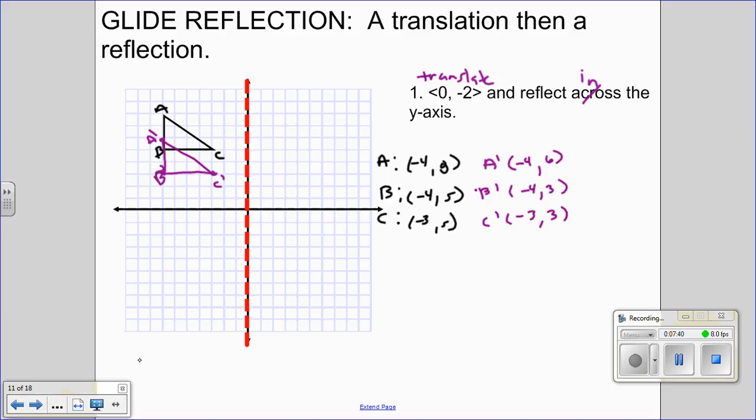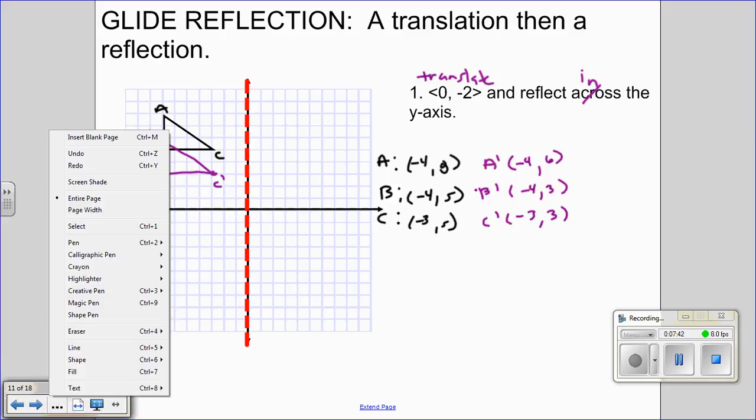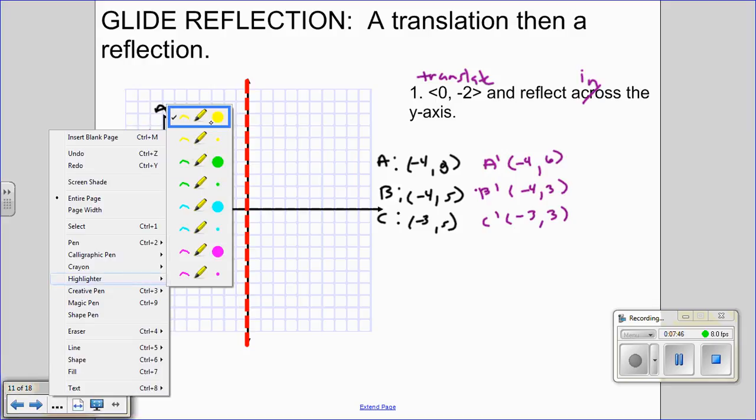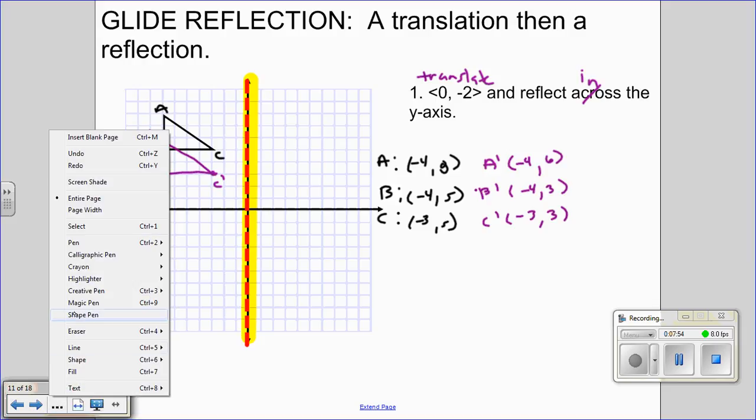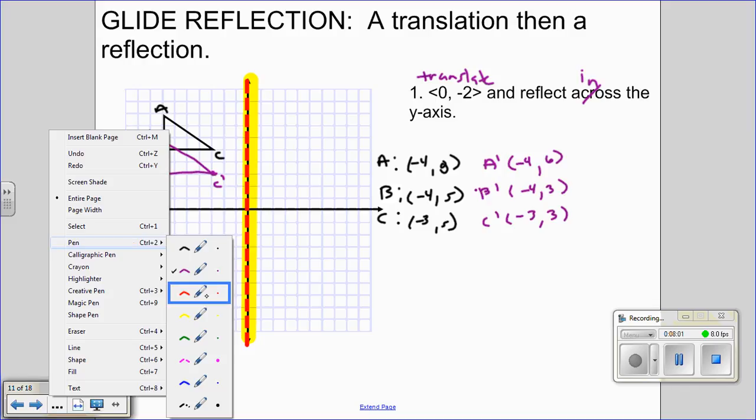Now we need to reflect in the y-axis. The y-axis, and your y's run vertically, so your y-axis is this red line here. So now we must ask ourselves, how far away is each point from the y-axis? And that'll tell you where your new point will be located.